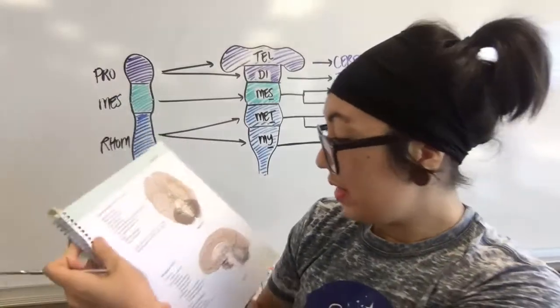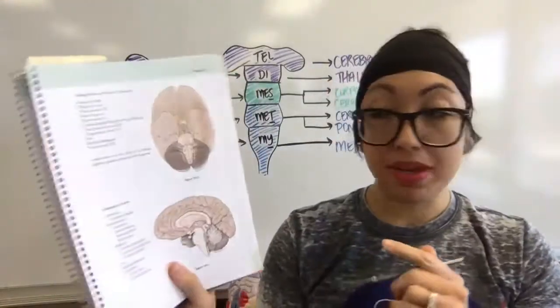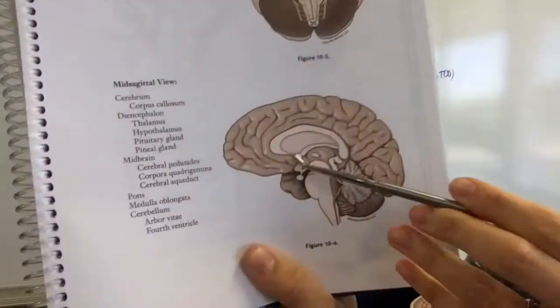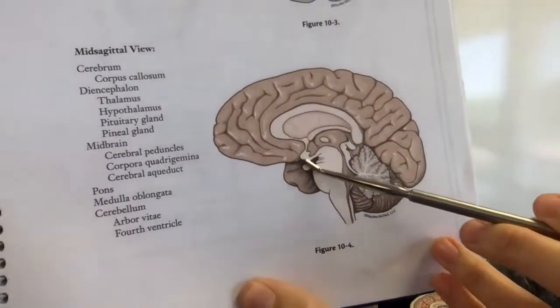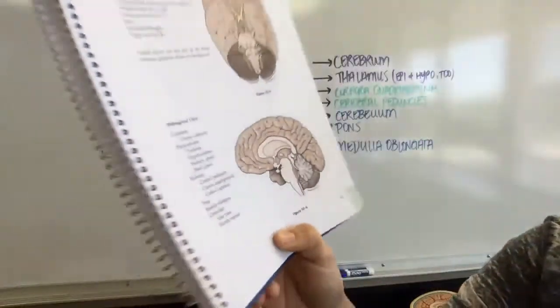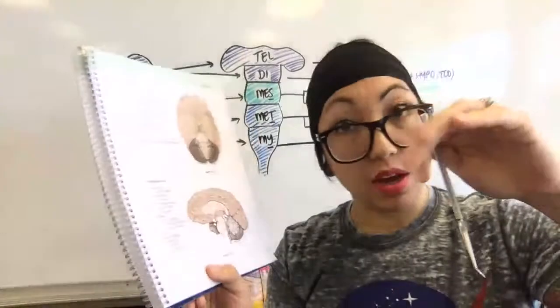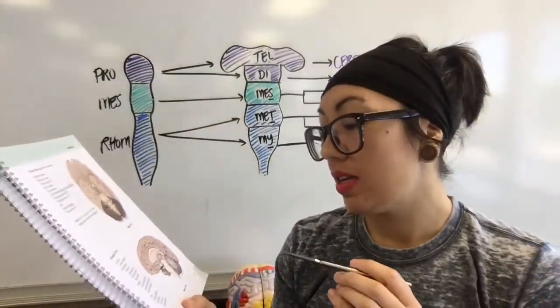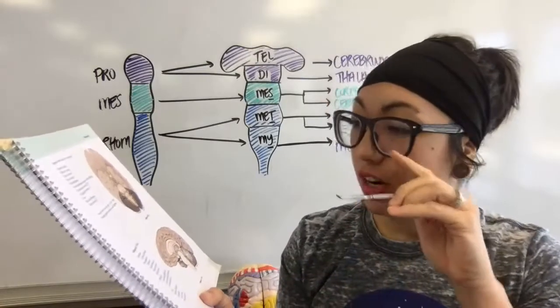Then we have the hypothalamus. The hypothalamus is going to be the beak of the bird. That's that part right there. And kind of think hypo, below, so below the thalamus. And then we have the pituitary gland and the pineal gland.